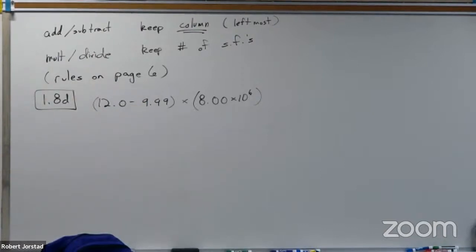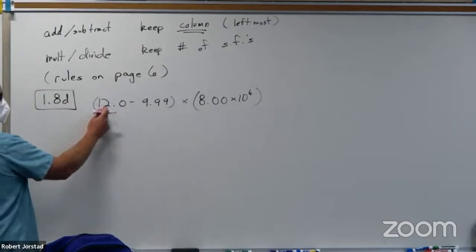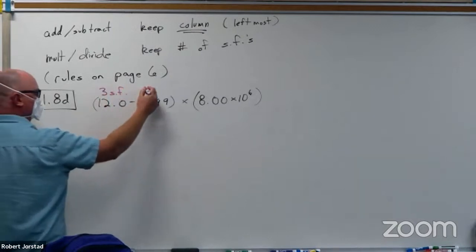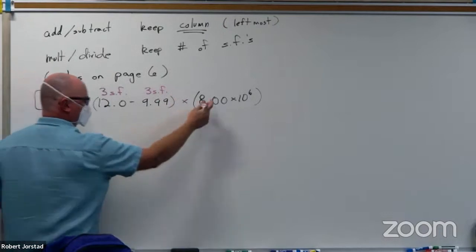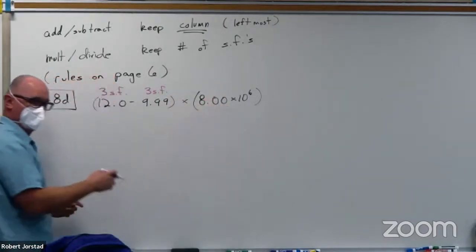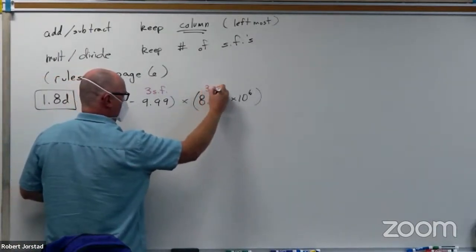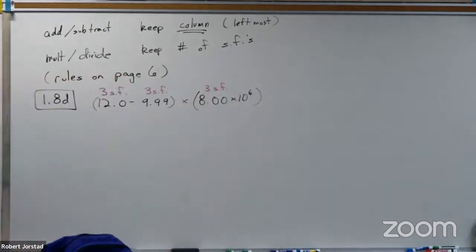So before we get ahead of ourselves, how many sig figs does this number have? 3 sig figs. How about this one? 3. This one? 3. These are trailing zeros, but at least one is to the right of the decimal. So this also has 3 sig figs. All right. So if you had to guess, when we do this math, how many sig figs would you expect in the end?